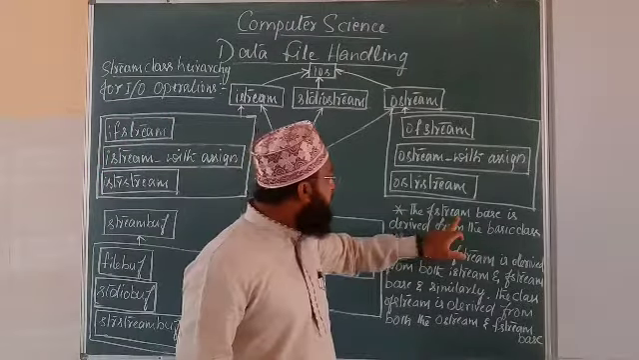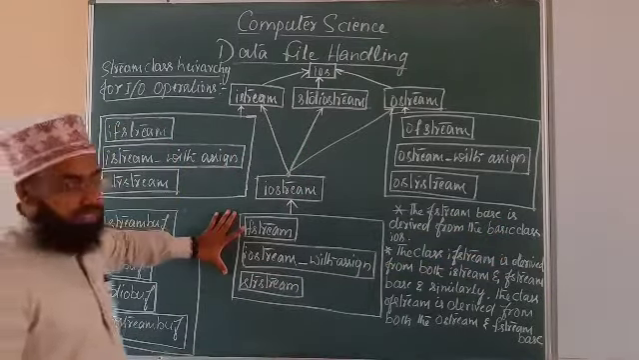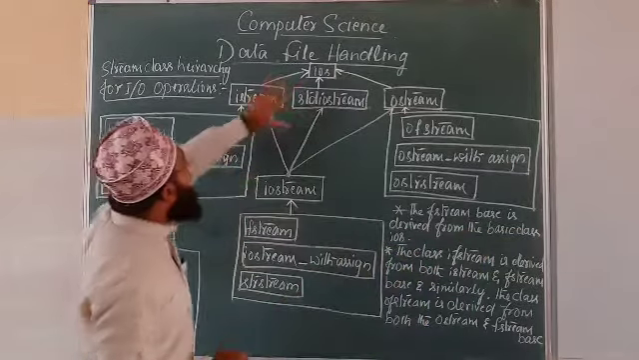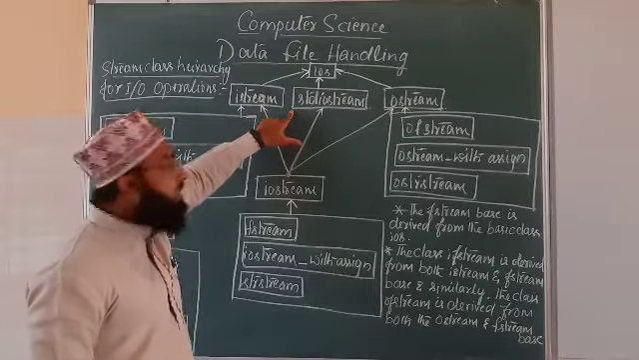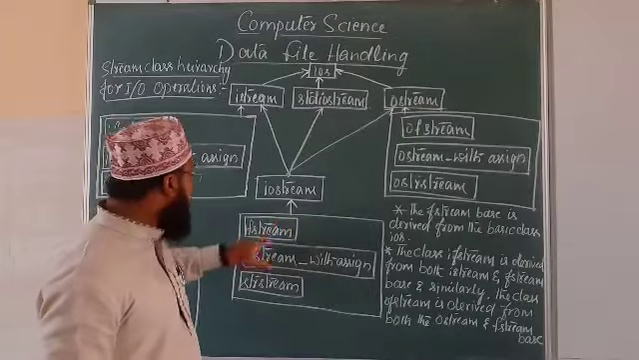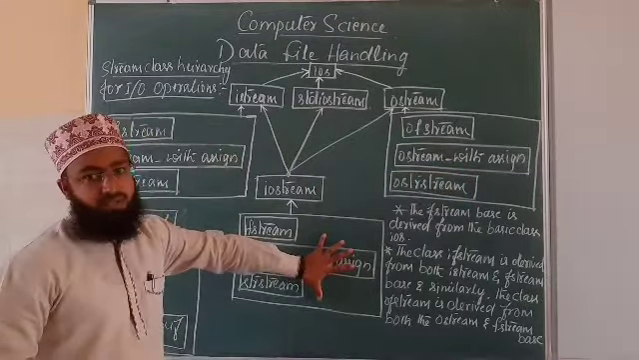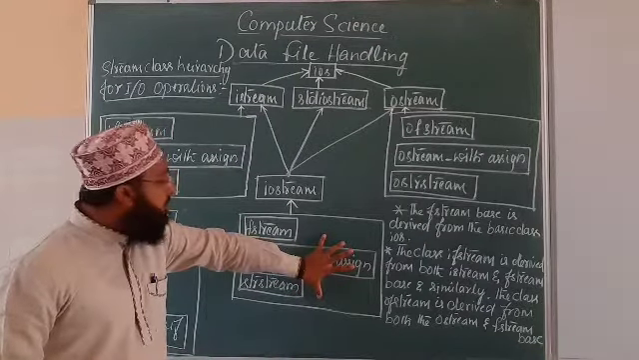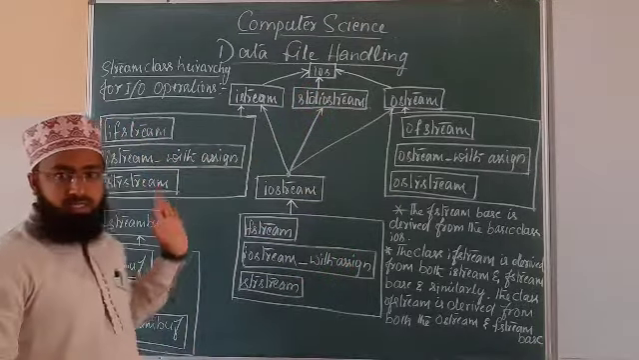Now come to the point. Look here, this is fstreambase. The fstreambase is derived from the basic class ios. From ios, stdiostream is derived, and from this iostream is derived, and from this fstreambase is derived. So completely, fstreambase is derived from the basic class ios.